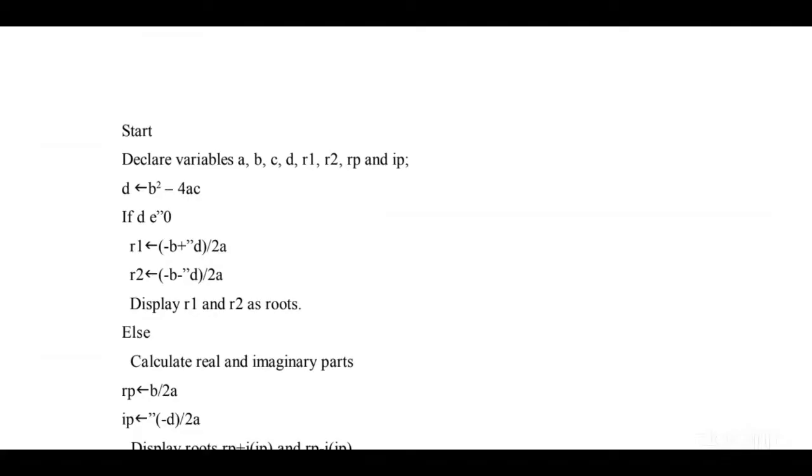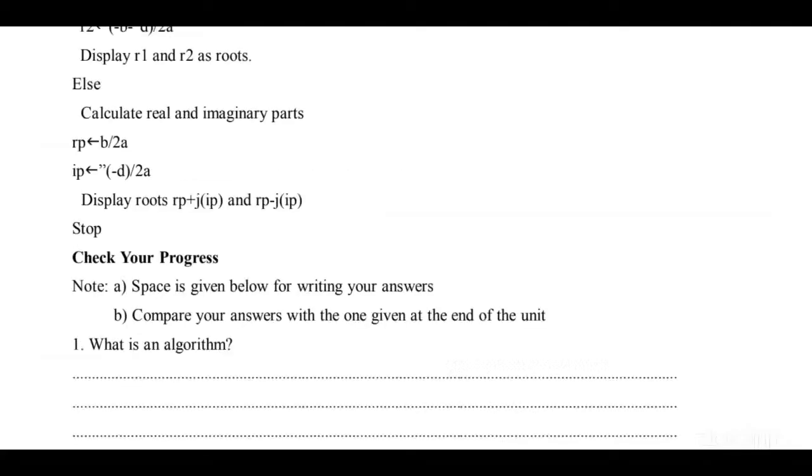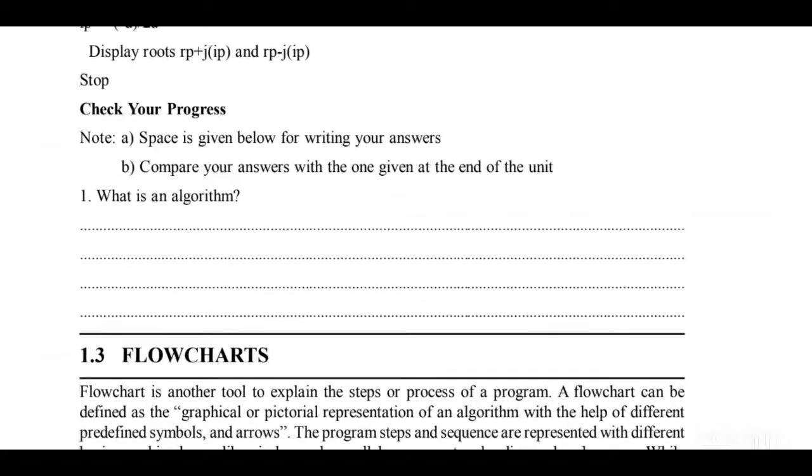Else calculate the real and imaginary parts: rp = minus b by 2a and ip = the square root of minus d by 2a. So display the roots rp plus j into ip and rp minus j into ip. Stop. These are algorithms, a set of instructions. Following some particular rules is called an algorithm.